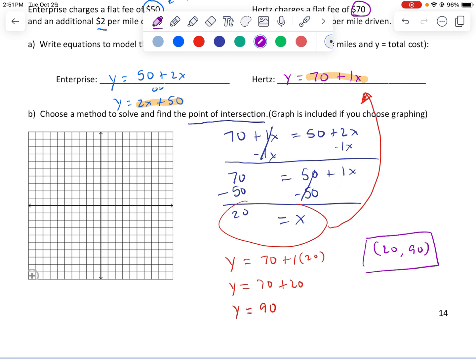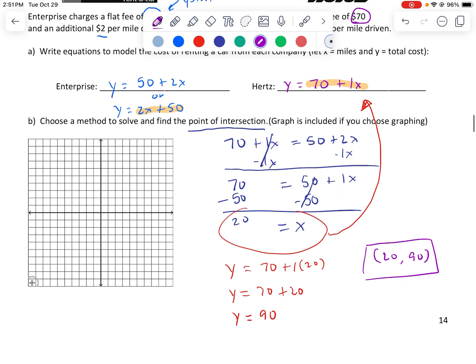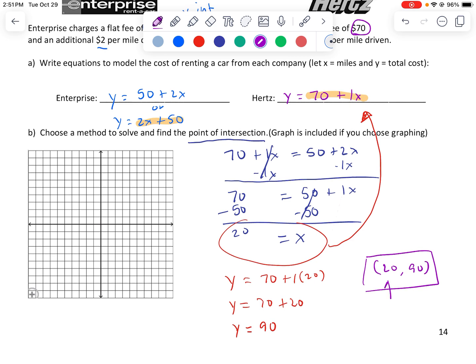Okay, and if you flip the page, it's going to ask you to interpret what that means. So remember, x was my number of miles driven. So this means after 20 miles, the cost is $90 for both companies. Remember, x is your miles, 90 is your cost. So this means if you drive 20 miles exactly, it doesn't matter which company you choose, because it's going to be the same cost. So take a second and write out in a sentence for part C what that means.